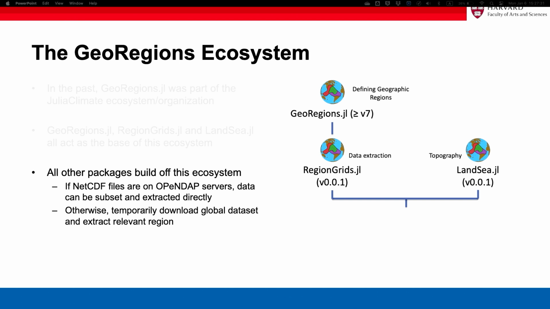What this GeoRegions ecosystem does is that it is especially useful for OpenDAP servers. For example, a lot of precipitation data is stored on what we call OpenDAP servers, which are basically managed by NASA, I believe. Instead of having to download the global data, you can use GeoRegions and RegionGrids to say, I'm interested only in this specific part of the global data, from this index to this index, and then I will retrieve it directly from the OpenDAP servers and save it onto my computer or my server. So it streamlines that process for you as well.